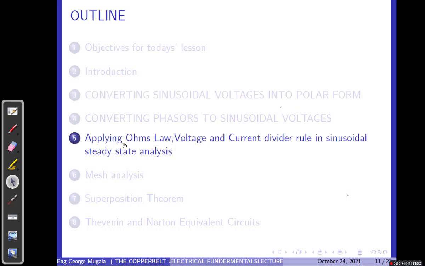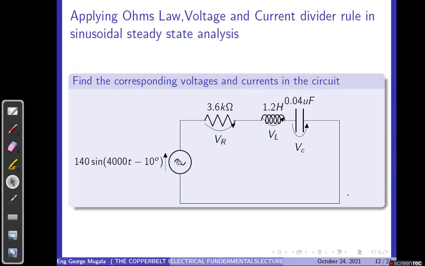And then we are also looking at how to apply the Ohm's law and the current divider rule in sinusoidal steady-state analysis.